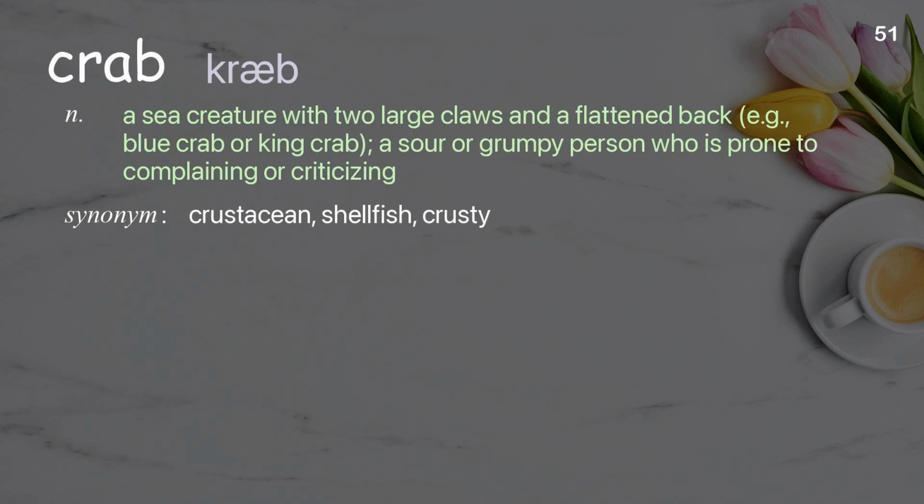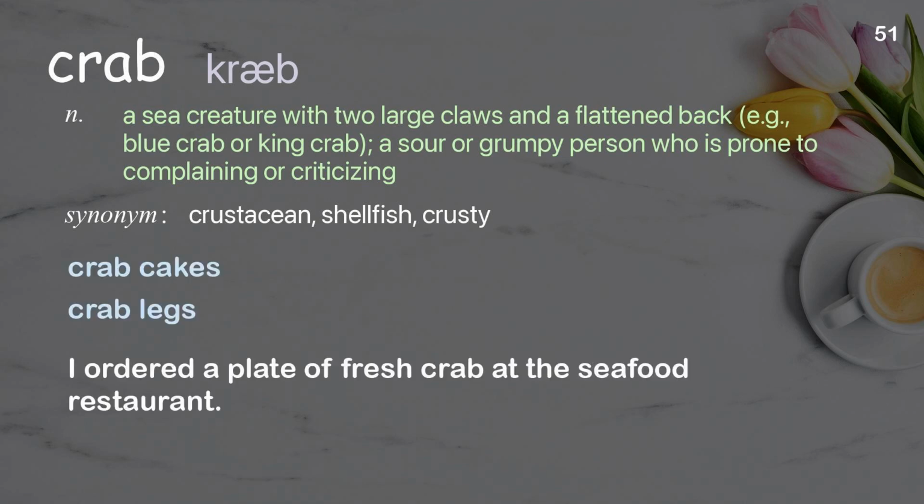Crab: A sea creature with two large claws and a flattened back. Example: blue crab or king crab; a sour or grumpy person who is prone to complaining or criticizing. Examples: Crab cakes. Crab legs. I ordered a plate of fresh crab at the seafood restaurant.